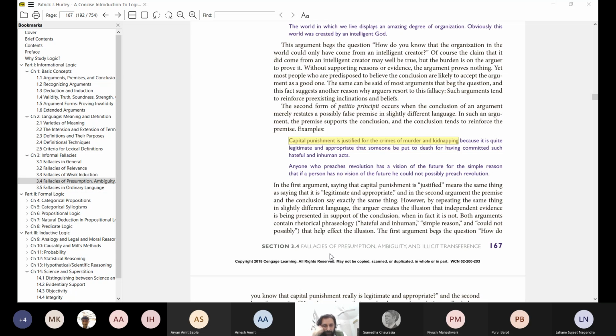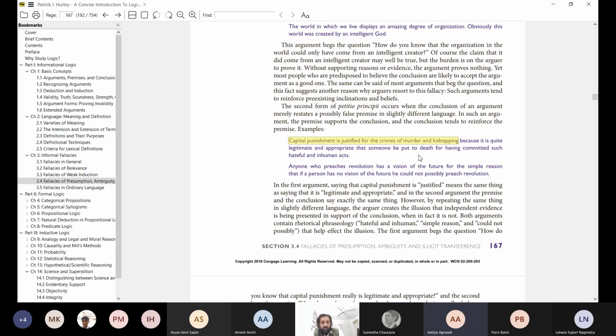Aditya, you have your hand up. So, I would say that in this argument, there are essentially two premises. One is that murder and kidnapping are always hateful and inhuman acts, which is an implicit premise, which they don't say but they assume it. And the other is that you should kill somebody for doing inhuman and hateful acts. So the problem with the second premise is that's what we are arguing about, and it does not provide any more arguments for it than just restating the premise.